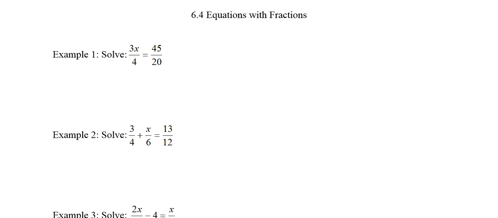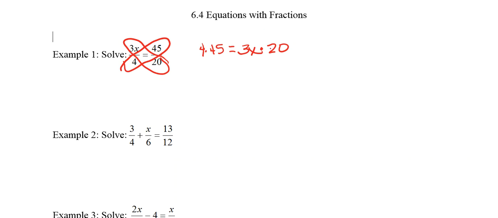The first example that we have really just looks like a ratio or a proportion. So the easiest way to solve it is to do what's called cross multiplication. So we're going to multiply diagonally. So 4 times 45 equals 3x times 20. Now it's in a linear form, so it's easier for us to solve.